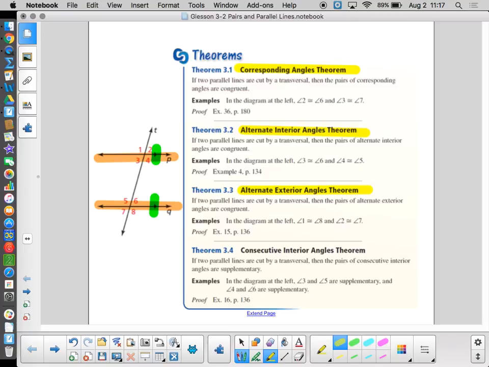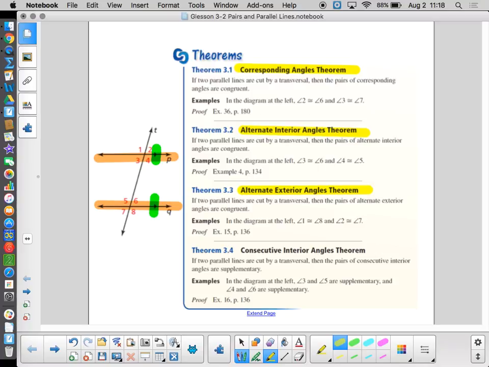So once again, like we talked about before, know the name of the angle pair and the relationship. The name would be corresponding angles. The relationship would be, if the lines are parallel, then the corresponding angles are congruent. Same with theorem 3.2, alternate interior angles. If the lines are parallel, the alternate interiors are congruent. If the lines are parallel, the alternate exterior angles are congruent.